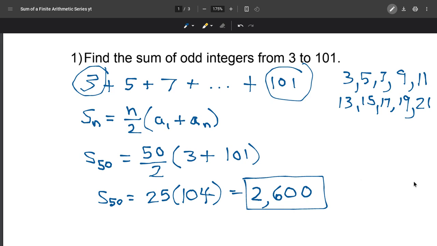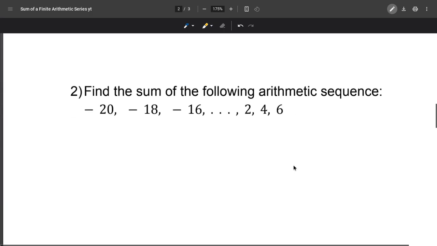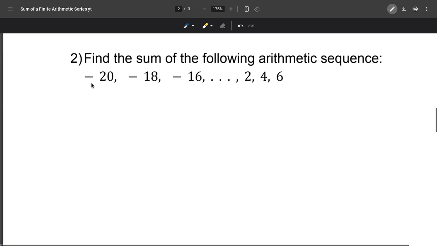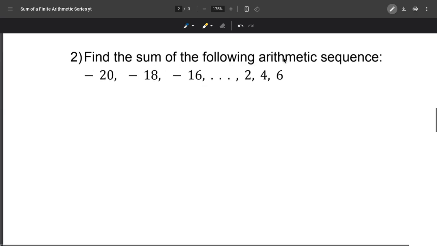Let's try a couple more of these just to make sure we get the hang of it. Okay, second one reads, find the sum of the following arithmetic sequence. And we have negative 20, negative 18, negative 16, all the way up to 2, 4, 6.